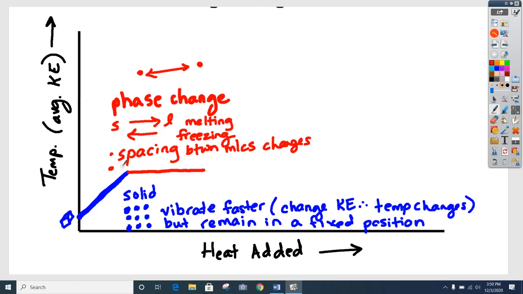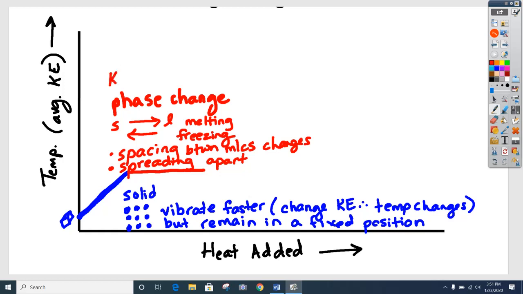Meaning in one direction, the molecules are spreading apart from each other. That's if you're moving from solid to liquid. If you're freezing, of course, instead of spreading apart, they are moving closer together. And therefore, on this part of the graph, and this is the really important part, I'm going to write this up here at the top. Your kinetic energy remains constant, but the potential energy changes.